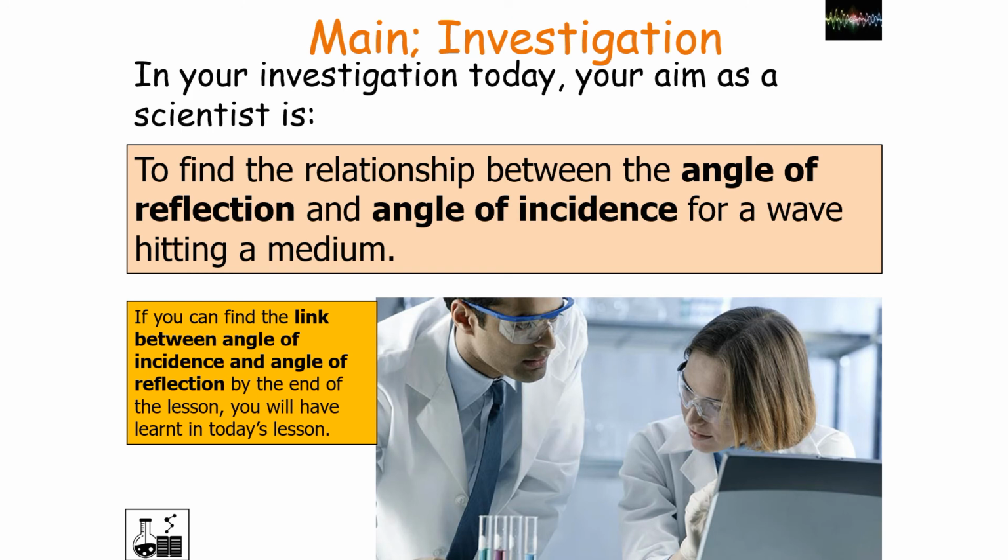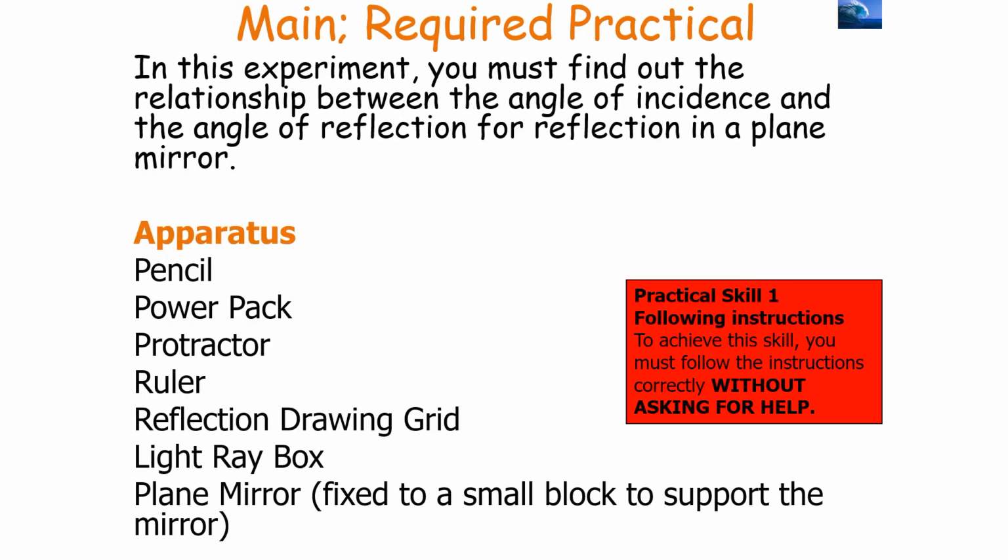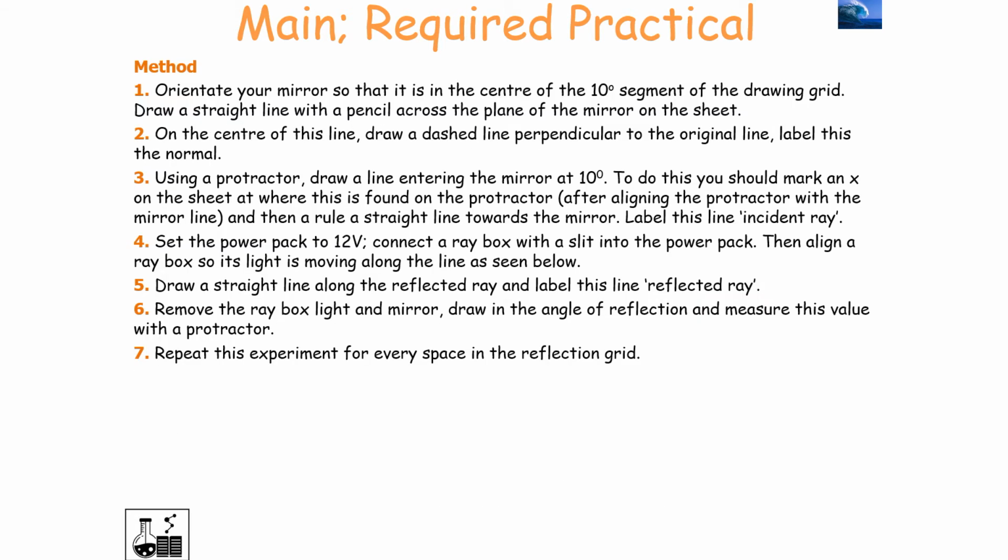Now in this practical, you're looking to find the relationship between the angle of reflection and the angle of incidence for a wave hitting the medium, and work out whether it's carrying out specular reflection or diffuse reflection. So in this investigation, you would need a pencil, a power pack, a protractor, a ruler, a reflection drawing grid, a light ray box and a plane mirror. So what you'd do is orientate your mirror so that it's in the centre of a 10-degree segment, or any piece of paper on a drawing grid.